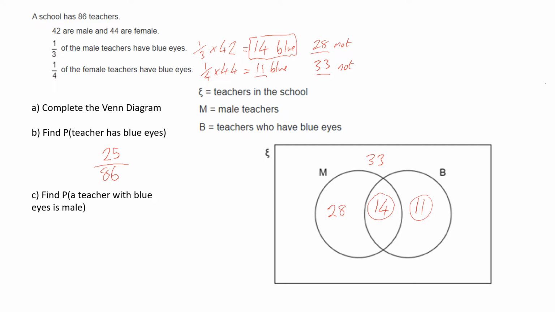What's the probability a teacher with blue eyes is male? So we're actually not looking at all 86 teachers here. We're looking at just teachers with blue eyes. And there are 25 of those, which we worked out before. And what's the probability that one of those is male? Well, there are 14 blue-eyed teachers who are male, so 14 out of 25.